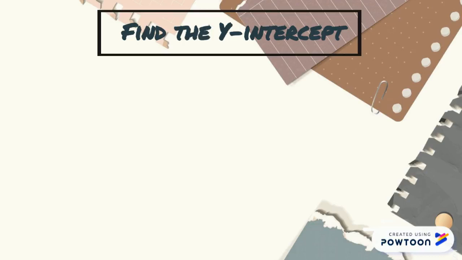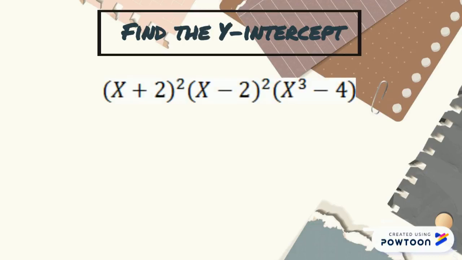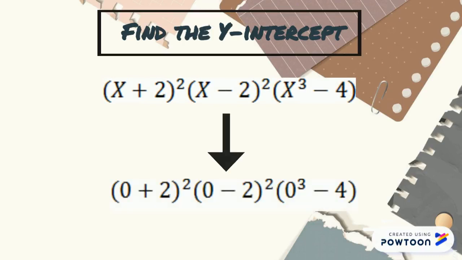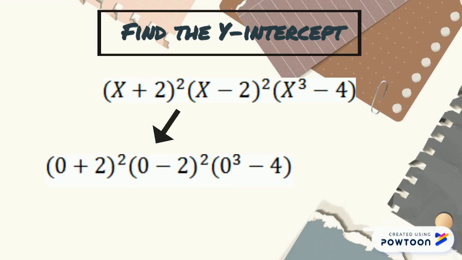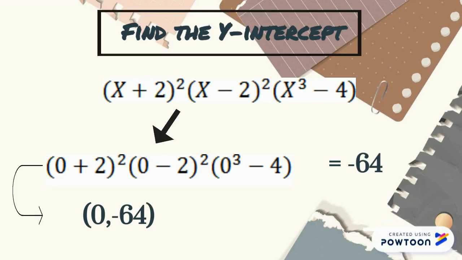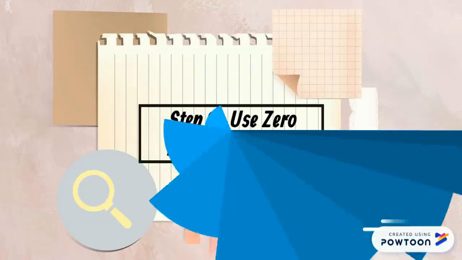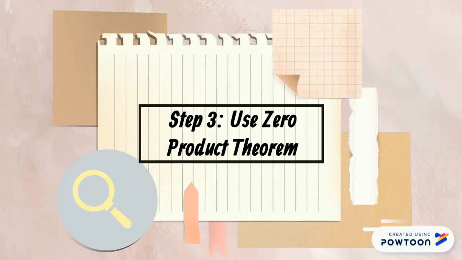Let's go back to our first equation. In this equation, to get the y-intercept, you have to substitute x with 0 in the equation, and the result you'll get is the y-intercept. After solving, we find out that this equation has a y-intercept of negative 64, where the pair is always 0. For the next step, we should use the zero product theorem.